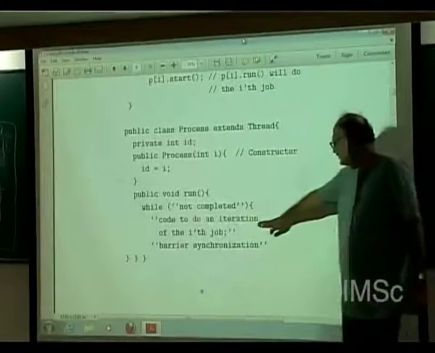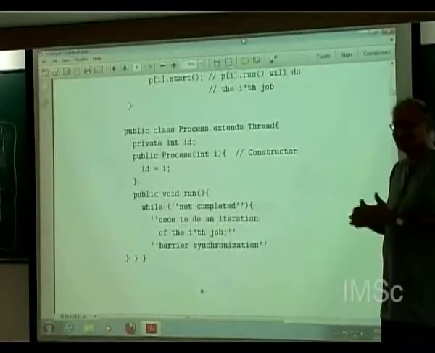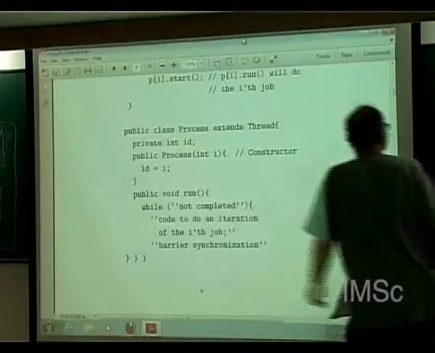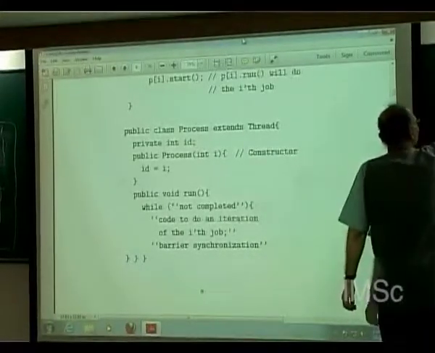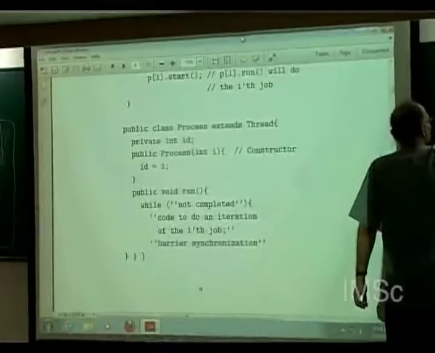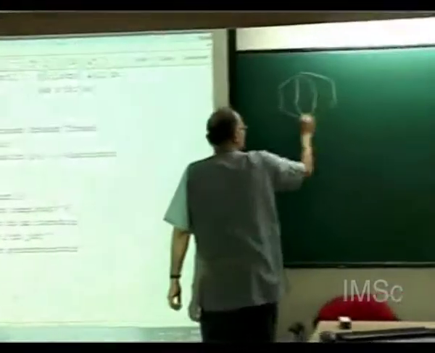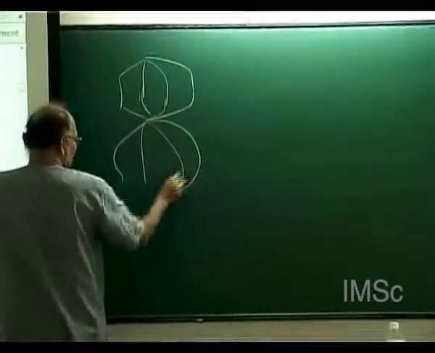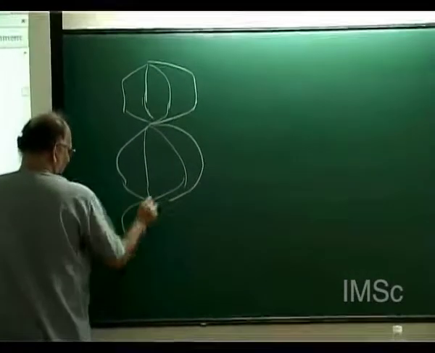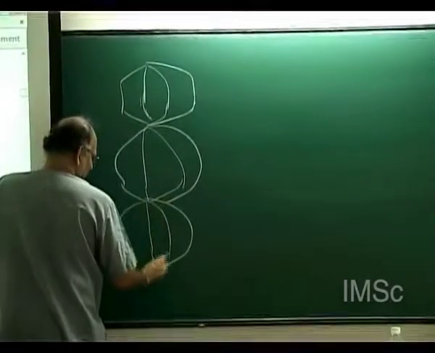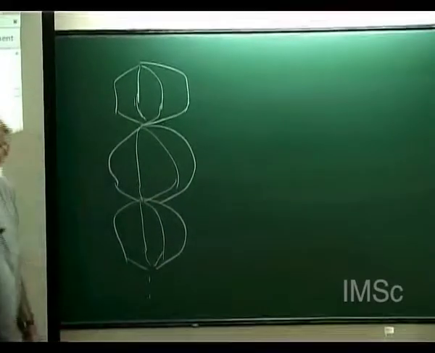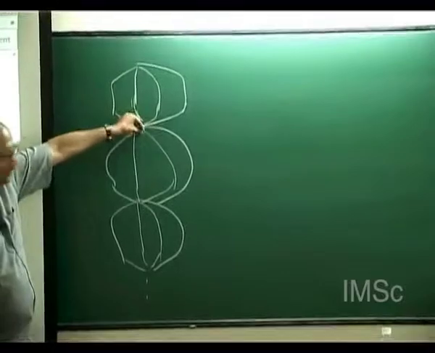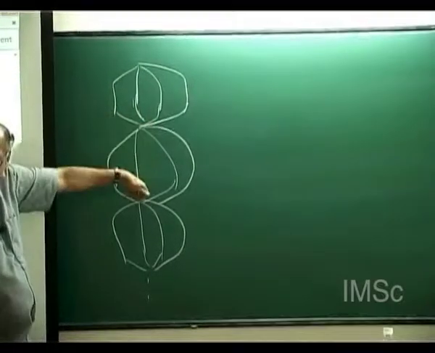I do one iteration of the ith job and then I synchronize. If this is not clear, let me just explain. What I was doing in the earlier example is doing one iteration, then the next iteration, then the next iteration. So I was creating 5 threads, doing one iteration. The 5 threads are over. Then I create 5 threads, do one iteration.